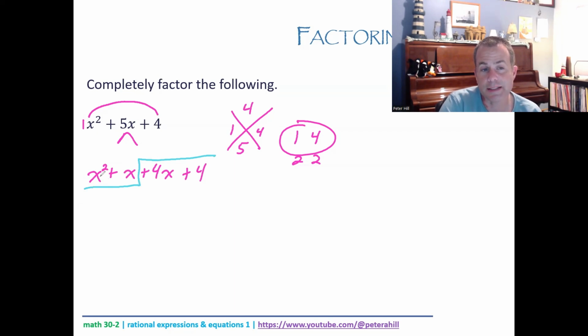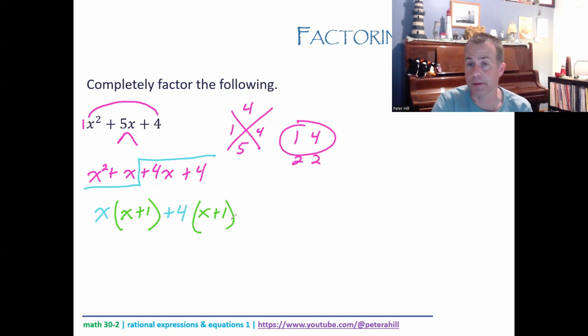If I look at x squared plus x, what's common just to those two? There's actually an x that's common to both of those. If I took that out, I'd be left with x plus 1. Okay, what's common to 4x and 4? That's actually a 4 that would be common to both of those. And when I took that out, I'd be left with x plus 1.